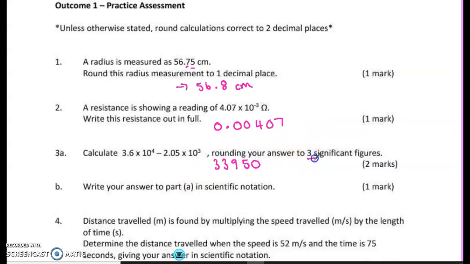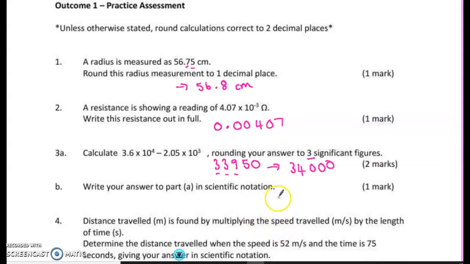I want an answer to 3 significant figures. So 1, 2, 3. After that 9 is a 5, so that's going to push that 9 up, which is then going to push that 3 up. So my answer to 3 significant figures would be 3, 4, 0, 0, 0.